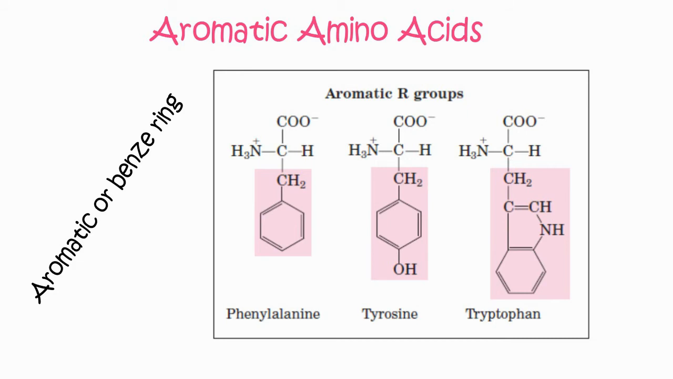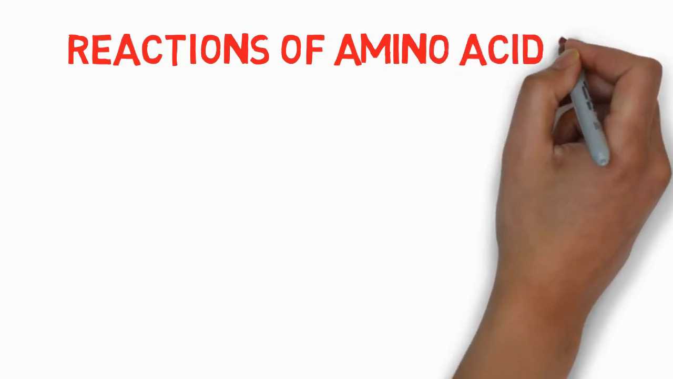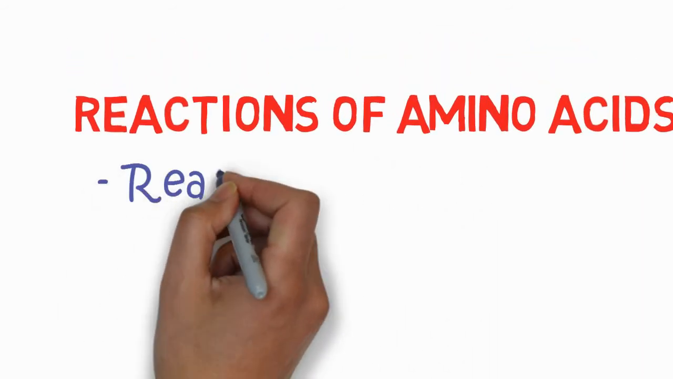You can see in the first example, phenylalanine have only benzene ring, and then the other have hydroxyl group, and then a little bit more modified.